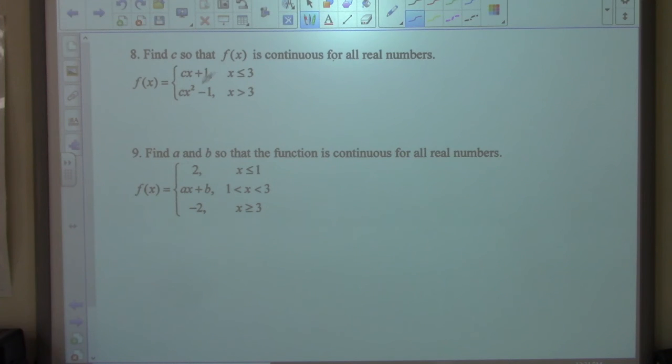Okay, let's go to number 8. Find c so that f of x is continuous for all real numbers. Well, how do you do that? What's the process for that one?